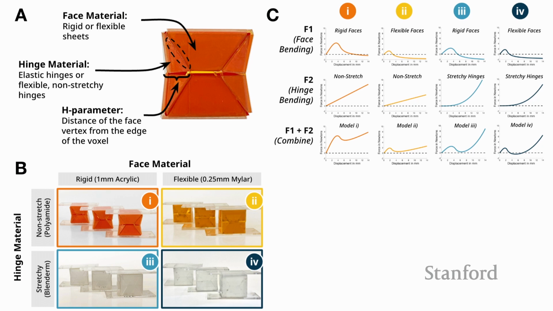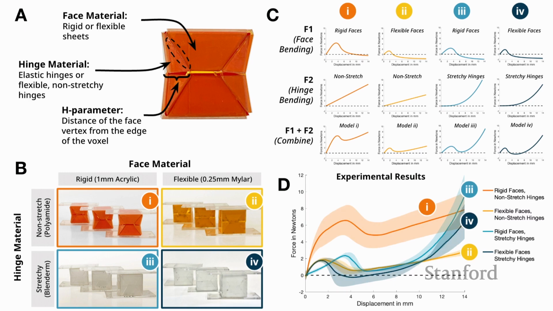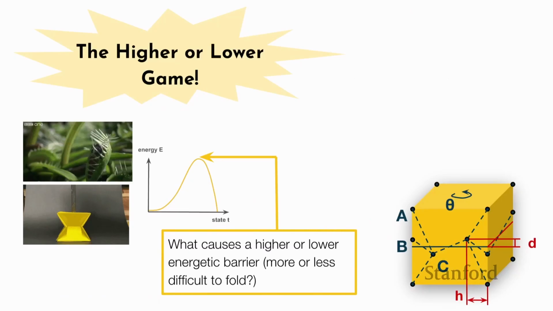So for face bending, we have rigid versus flexible, and for the hinge, you can see, interestingly enough, the non-stretch is like a linear curve, whereas the stretchy hinge we modeled as an exponential curve. And this ended up being what we saw in the experimental results: in the small displacement region, the contribution of the stretchy hinges isn't as much, but as you start to really push the limits of your displacement, then you really see a strong component taking over from that flexible part.